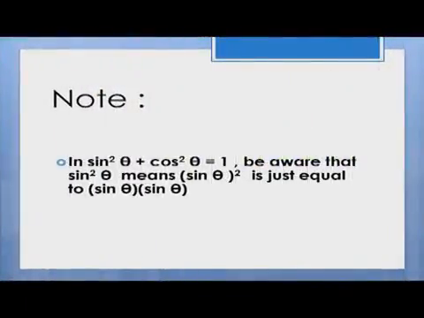Take note, in sine squared theta plus cosine squared theta equals 1, be aware that sine squared theta means the quantity of sine theta to the power of 2, which is just equal to sine theta times sine theta. Please do not put the exponent on the angle because we are not squaring the angle but the sides or the length of the triangle.